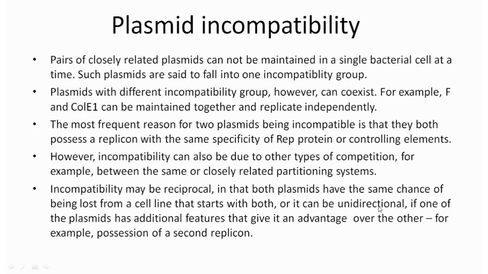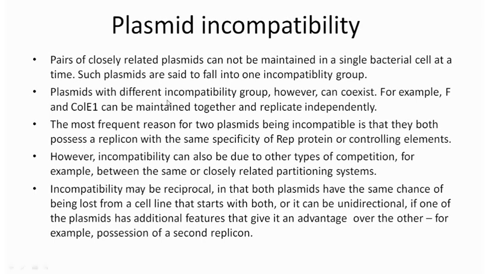So now let's talk about plasmid incompatibility or compatibility. What is this? Two plasmids of related character cannot exist in a cell. This is incompatibility. Pairs of closely related plasmids cannot be maintained in a single bacterial cell at a time. Such plasmids are said to fall into one incompatibility group. So there are many incompatibility groups. They have been classified according to that, so that people can understand whether two plasmids can be incorporated in a single cell or not. So the incompatibility groups have been made.